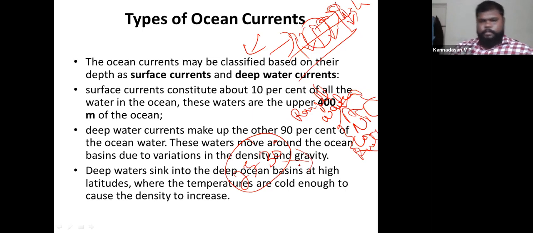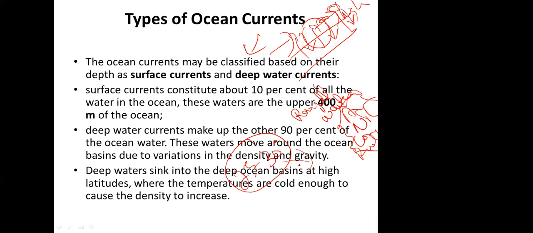South also same case, right? Am I clear? So this is how salinity affects, and this is the reason for high salinity in some places and low salinity in some places. Am I clear? Shall we move forward? Yes, sir. Okay. So types of ocean current.